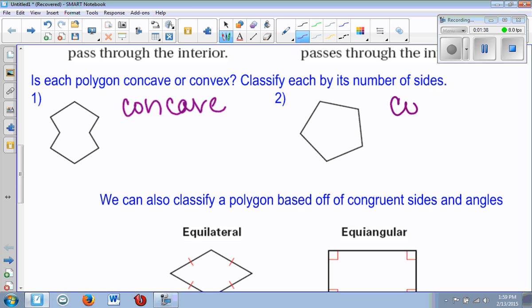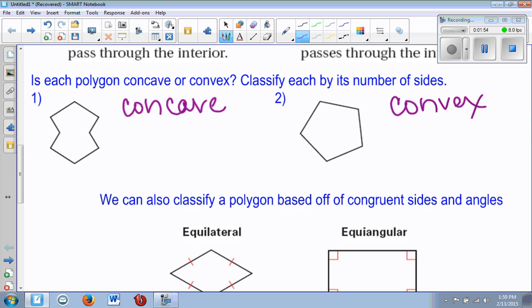So these 2 examples, notice the one on the left, the 2 left and right hand sides cave in. That's why it's called concave. The one on the right hand side in number 2, none of the sides cave in. That's why it's called convex.